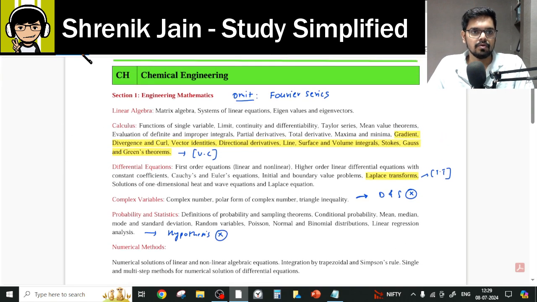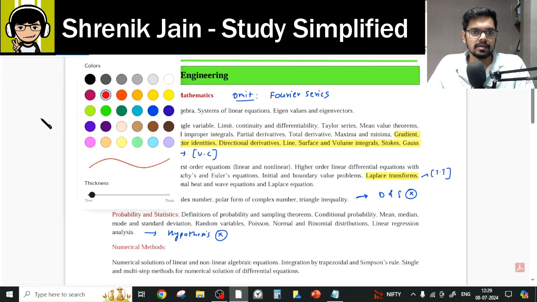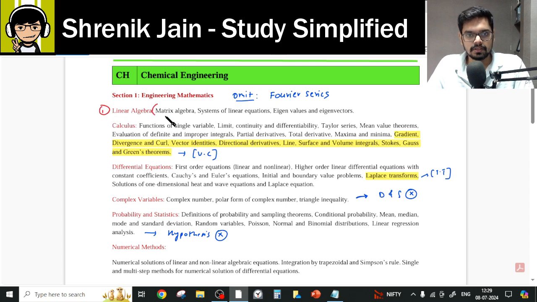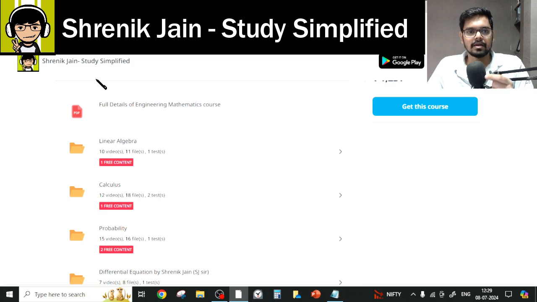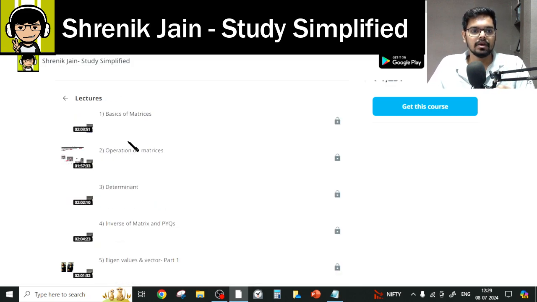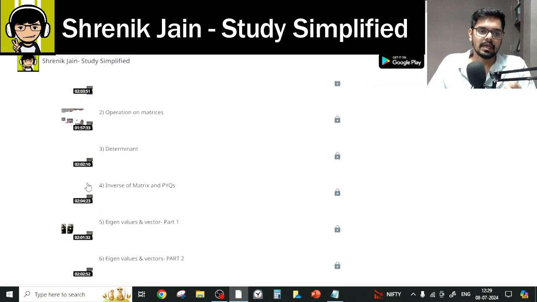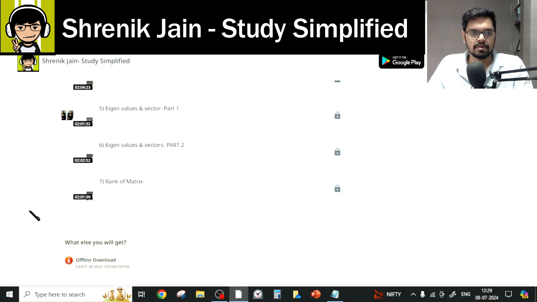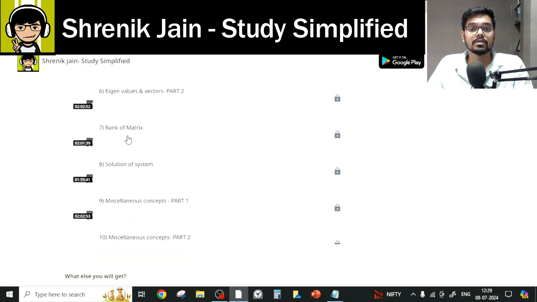First point is about linear algebra. You might see in linear algebra only 3 topics are there: matrix algebra, system of linear equations, eigenvalues and eigenvectors. But that is not true. All the 10 lectures you have to study. Now you may argue, but sir, determinant and inverse of a matrix are not there in our syllabus. These are used indirectly in eigenvalues and eigenvectors. Hence, you should know the concepts of determinant and inverse of the matrix. Similarly, rank of the matrix is not mentioned in your syllabus, but it is used to solve system of equations questions. So you have to study them.